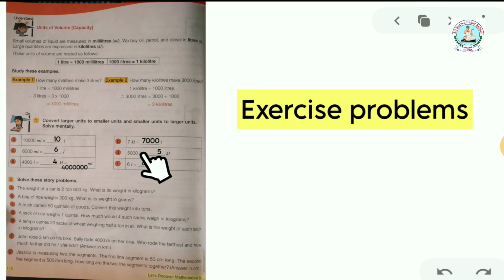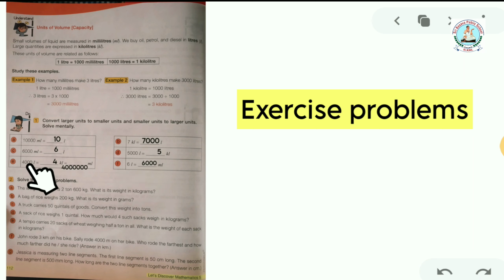Because the relation between liter and kiloliter is 1000, the given number must be divisible by 1000. So when you divide 5000 by 1000, the answer would be 5, so 5000 liter equals 5 kl, or 5 kl equals 5000 liters.